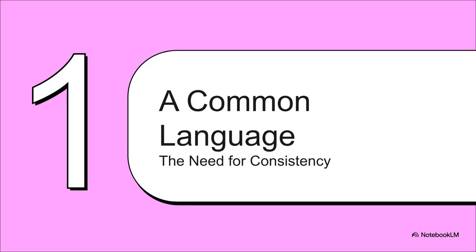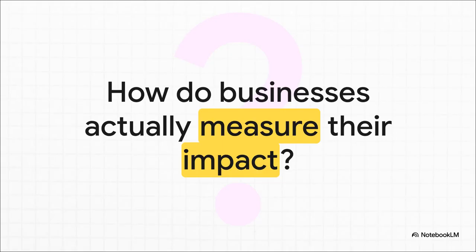Section 1, a common language and the absolute need for consistency. This is really the million-dollar question, isn't it? Without some kind of clear, consistent way to measure emissions, every company would just be making up its own rules. It'd be chaos. You have no way to compare progress, track if things are getting better, or hold anyone accountable. We'd literally just be comparing apples to oranges across the entire global economy.